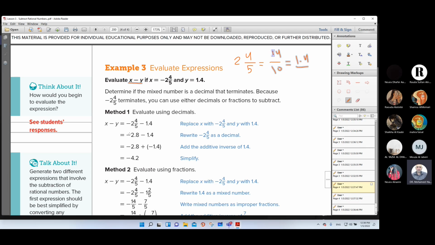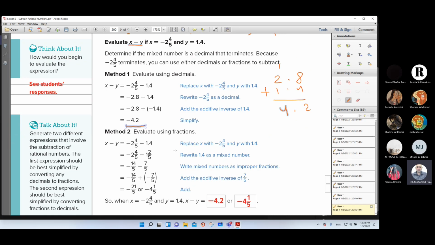So here you have the same signs. The rule said when you want to add the integers that have the same signs, put the same sign, negative, then add the numbers. 2.8 plus 1.4. 8 plus 4 will be 12. Put the point. 1 plus 2 plus 1 will be 4. So the answer will be 4.2 and the sign will be negative.